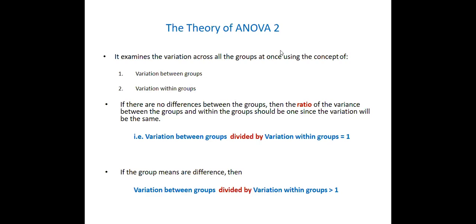If there is actually a difference in the group means, because if the group means are the same, the variation between divided by the within will be 1. But if the group means are different, it will not be 1. Variation between groups divided by variation within groups will be greater than 1. Why will it be greater than 1? Because what is being measured cannot be less. If it's less than 1, it shows that they are not different. There's no difference. So it will be greater than 1.